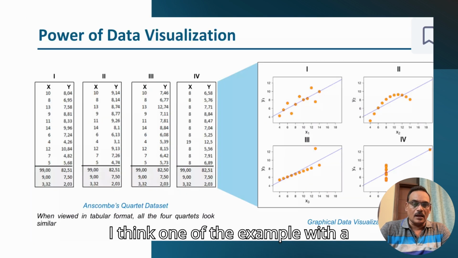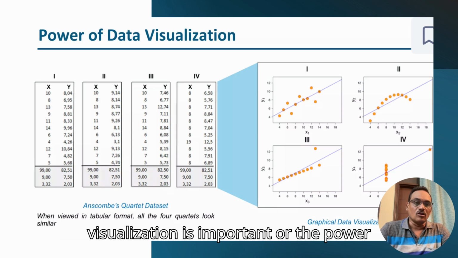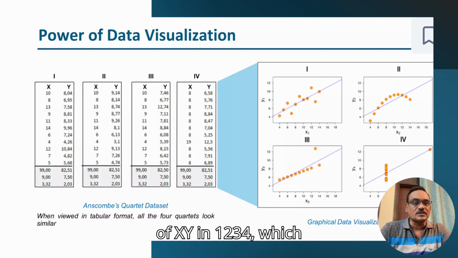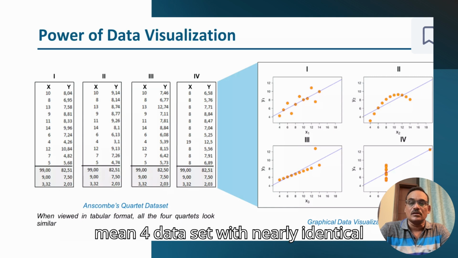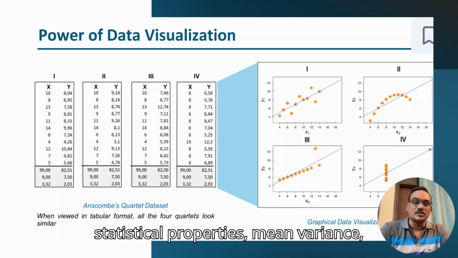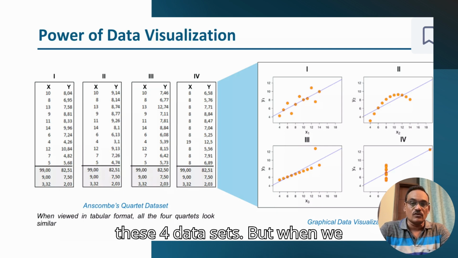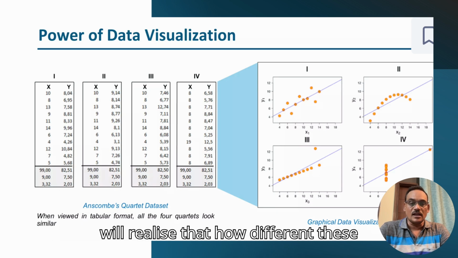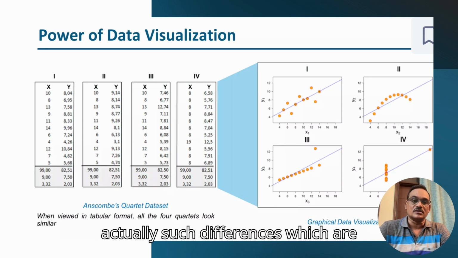I think a great example of why data visualization is important, or the power of data visualization, is Anscombe's quartet data set, with data of X and Y in sets 1, 2, 3, 4, which is given. When you look at it, it looks exactly similar. Four data sets with nearly identical statistical properties: mean, variance, correlation. So it's very hard to find any kind of difference in these four data sets. But when we visualize, you look at the graphs on the right side, you will realize how different these data sets are. So visualization is essential to make such differences clear.